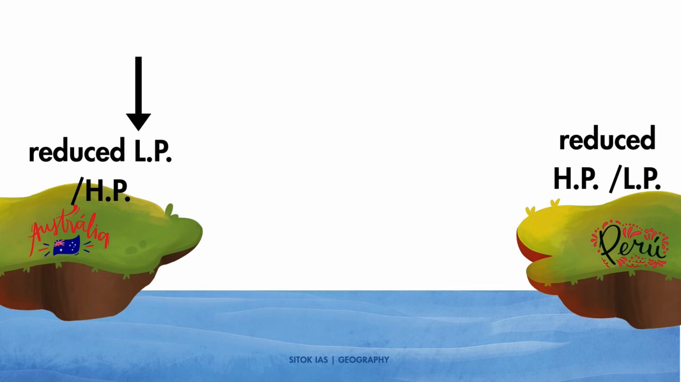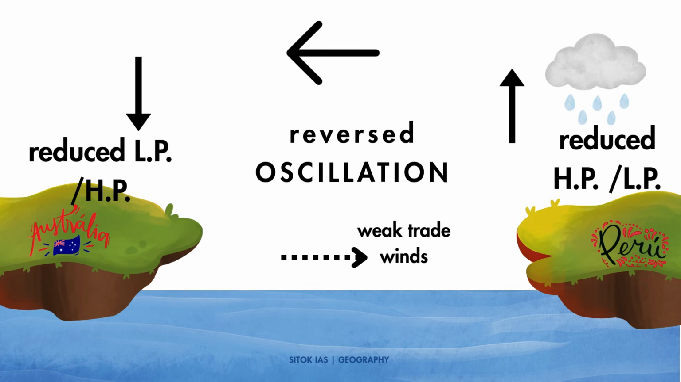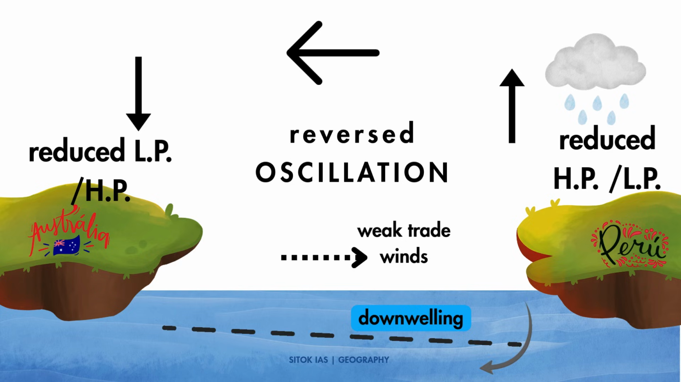And the same thing happens over Peru. There is always a high pressure, but this time there is somewhat of a low pressure region, resulting sometimes in rainfall as well over the Atacama deserts. So the wind moves up from Peru, falls over Australia. Now, the trade winds are extremely weakened, and in big El Ninos, they in fact change their direction. It is called reversed oscillation. And unfortunately, downwelling happens over the coast of Peru.